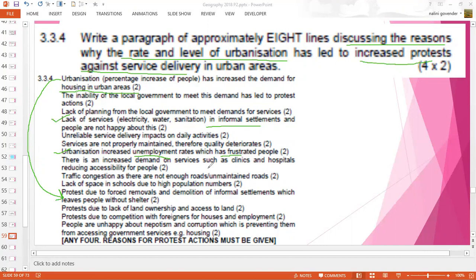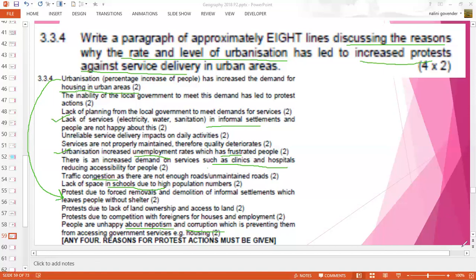Again, increased demand for clinics, hospitals, for transport. There's no place in schools, high population, right? So there's the issue of nepotism, which means favoritism, right? The government is favoring certain people. And there's corruption, and people now go and protest against this corruption by the officials of the government.